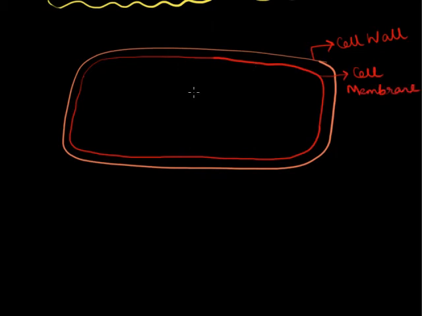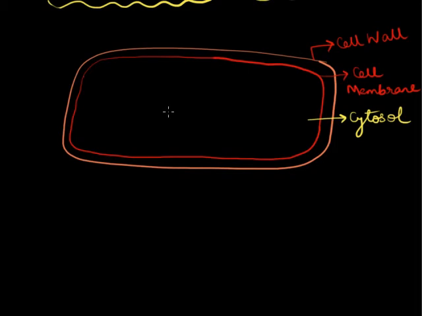Now these two boundaries enclose what is called the cell. So the interior portion of the cell is called the cytoplasm or the cytosol. This is an aqueous fluid which contains all the cell's components.